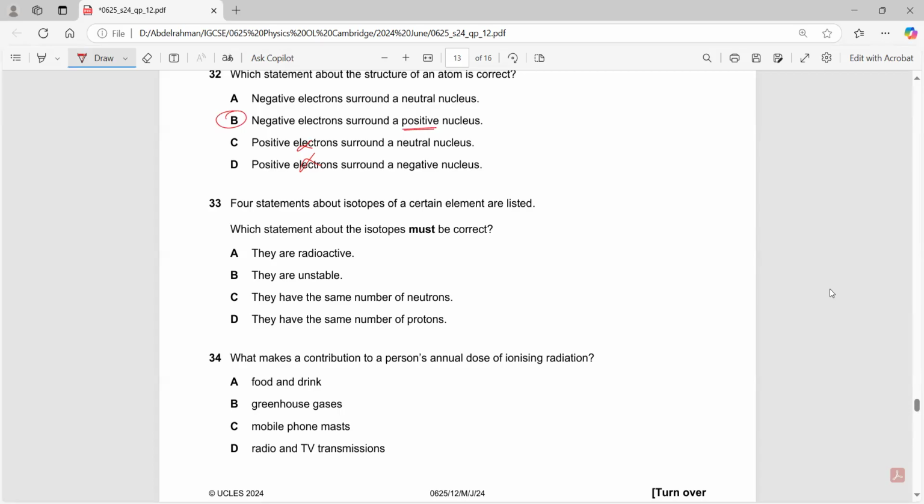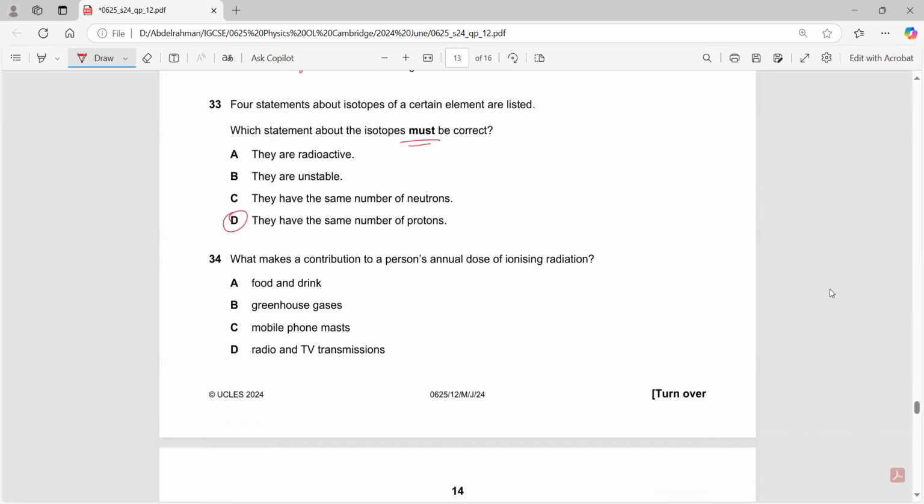4 statements about the isotopes of certain elements are listed. Which statement about the isotope must be correct? Isotope. Do they have to be radioactive? Do they have to be unstable? Do they have the same number of neutrons? No. They have the same number of protons.